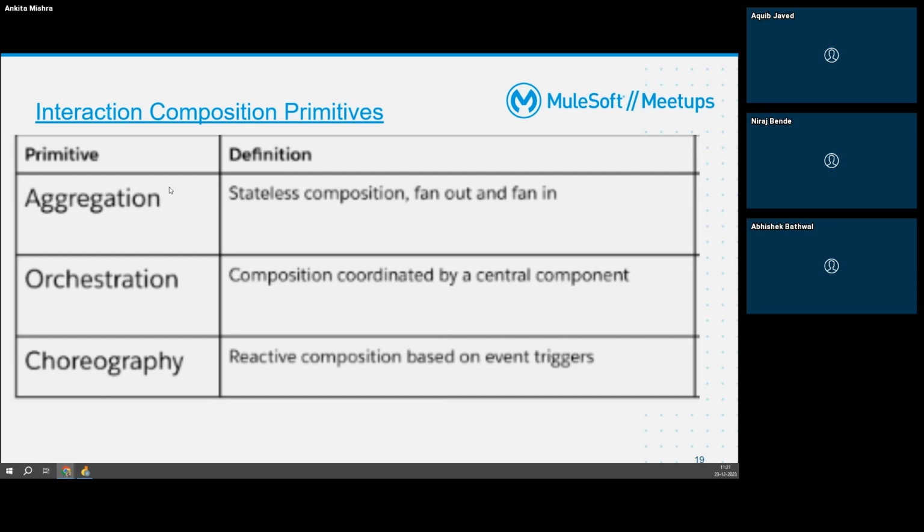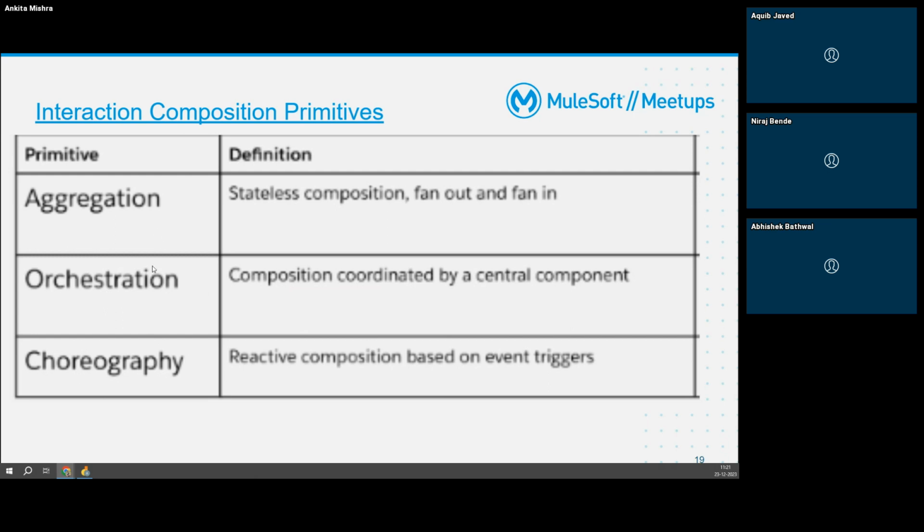All right, so we have three different kinds of composition primitives. One is aggregation, which is data consolidation. Orchestration, where you have the data but you are applying certain logic to it to get a particular output, but that logic is governed by a central component. And then you have choreography, which is a byproduct of an event that has happened somewhere else. Okay? Any questions, confusions? Are we good so far? All of you with me?